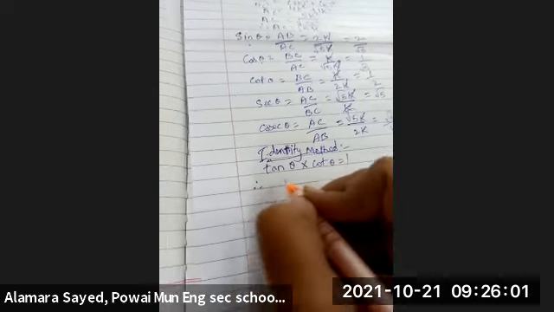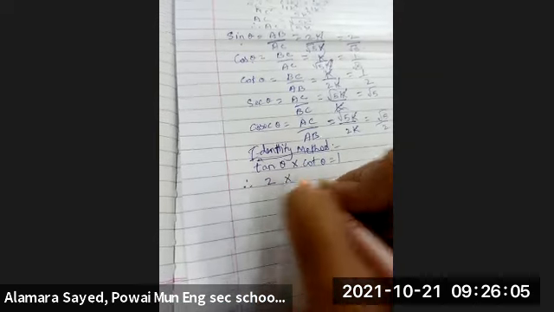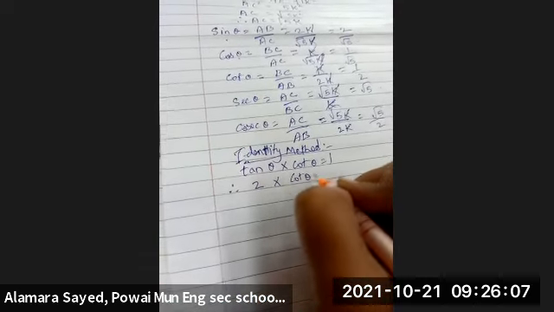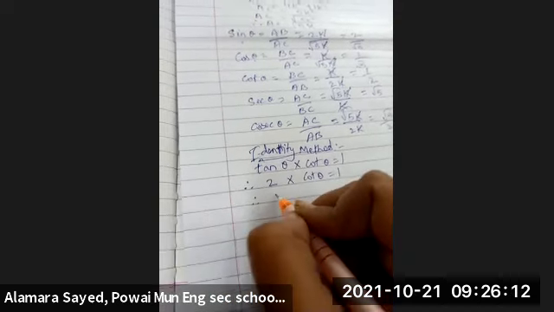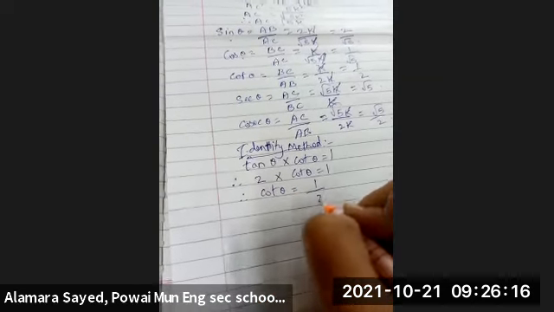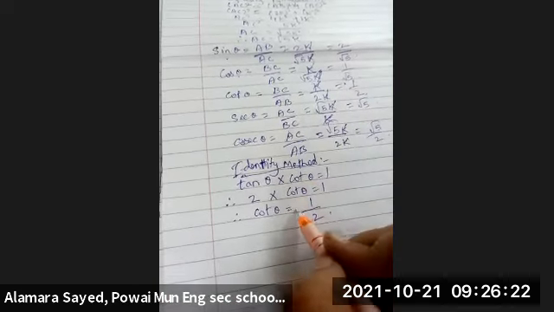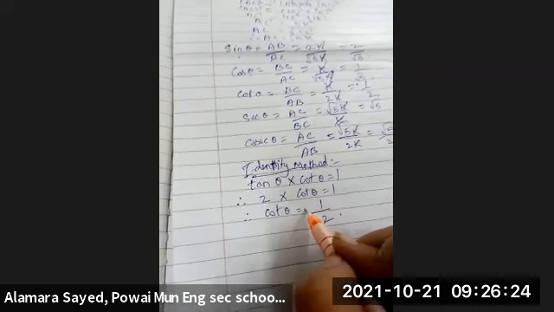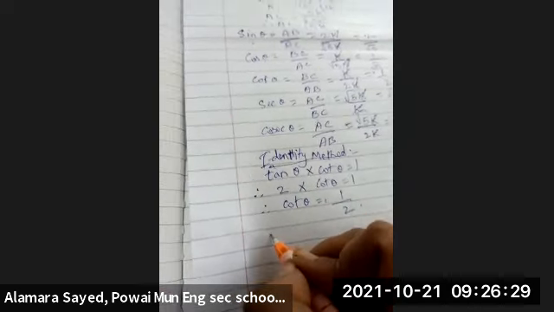Therefore, we can say that tan theta, which is 2, into cot theta is equal to 1. Therefore, we can say that cot theta is equal to 1 upon 2. See the ratio which we have got here, cot theta is equal to 1 upon 2. The same ratio we are getting by the identity method. Then the next ratio we will take is of sec and tan.